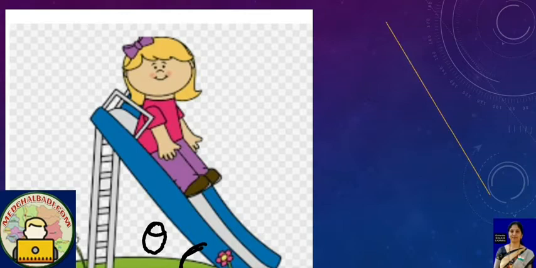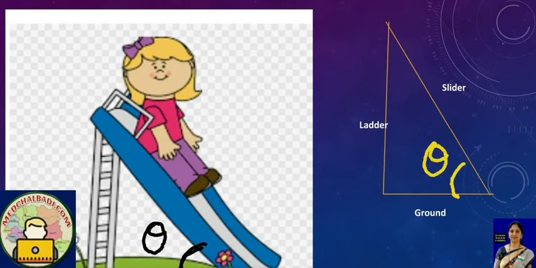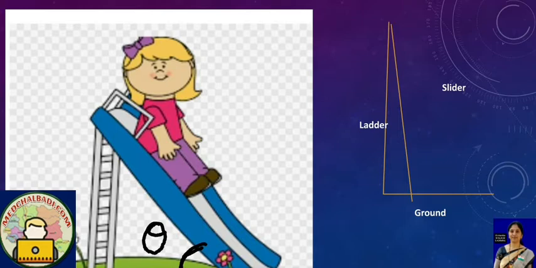So assume that this line indicates the slider, and this line indicates the ladder, and this is the ground. Now here the slider makes some angle with the ground. If I am changing the angle and placing the slider like this, here I am increasing the angle made by the slider and the ground.